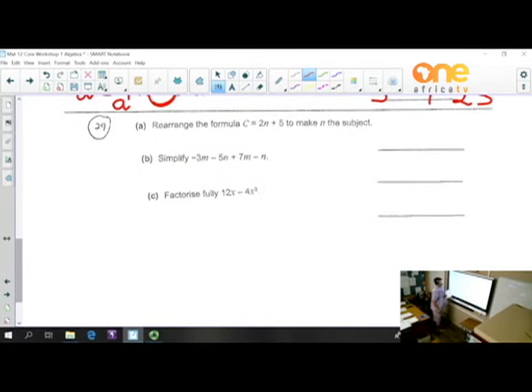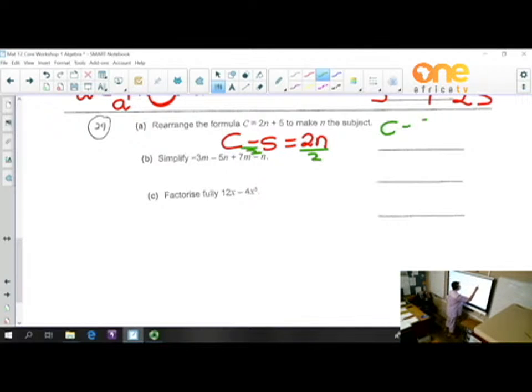Right, rearrange, again changing the formula. So I use the same rules as with numbers. I'm going to bring over the 5 is equal to 2n. And then we divide with this coefficient of 2. So c minus 5 over 2 is equal to n. They're not difficult.